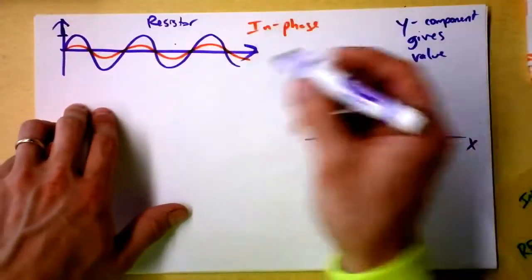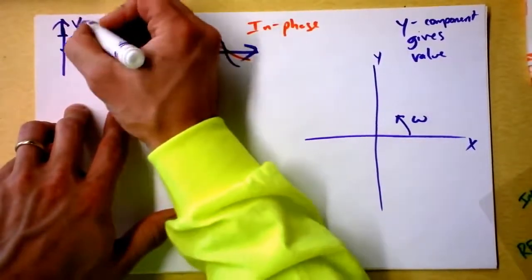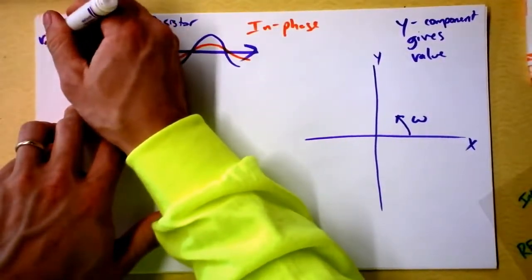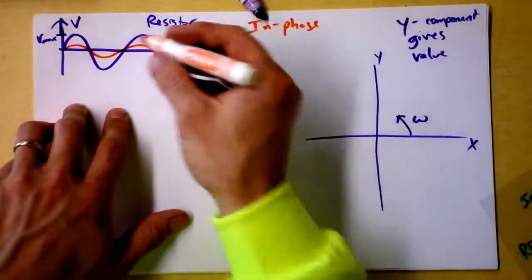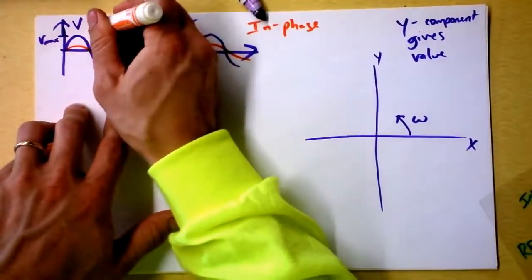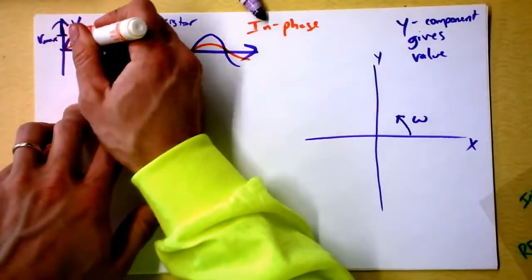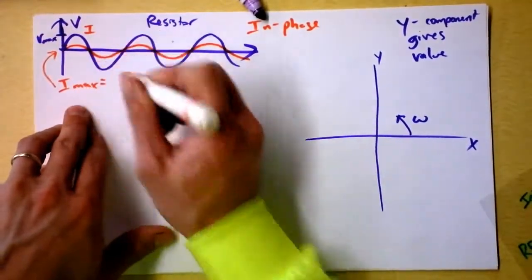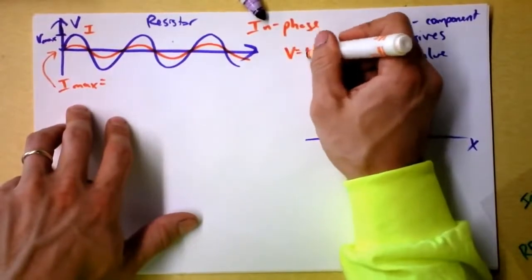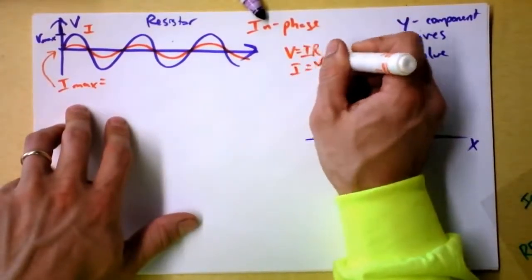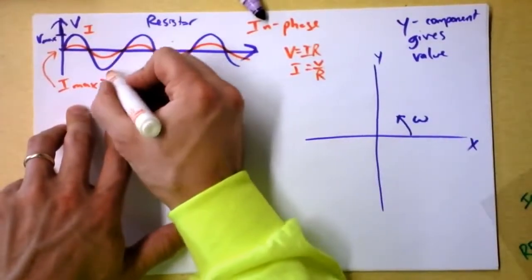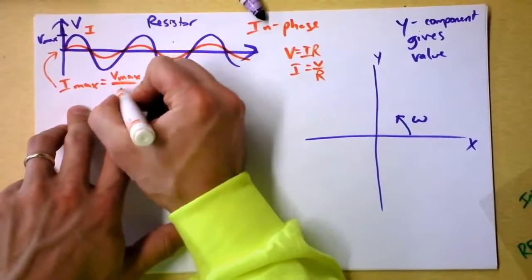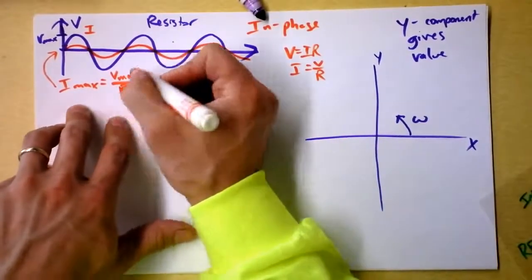This is V, and this level is V max, and the orange is I, and this value here is I max. And we can define I max by Ohm's law. V is IR, so I is V over R. I max is going to be V max divided by the resistance of my resistor.